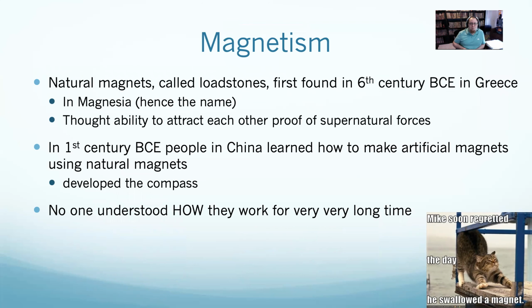Natural magnets, which were called lodestones, were first found in the 6th century BCE in Greece. It was found in a place called Magnesia, hence the name. And the logic was people said, if I put this guy next to this guy, they pull together. The reason why is because the gods will it so, and they want to be near each other, and we're separating spirits otherwise. It was all supernatural logic.